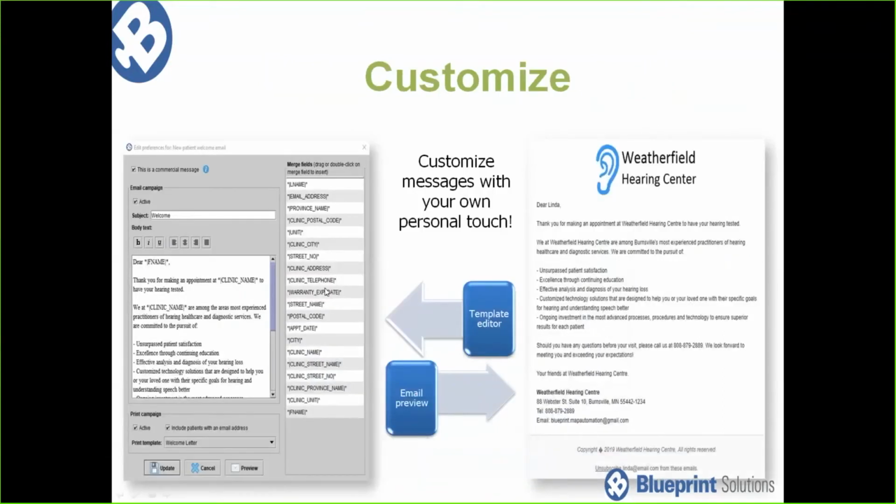Here's where we can customize what goes into these marketing emails. We can see default content is already available for all these campaigns, and it'll pull patient information such as patient name, warranty date, appointment date, and much more, but you're able to customize this however you'd like.